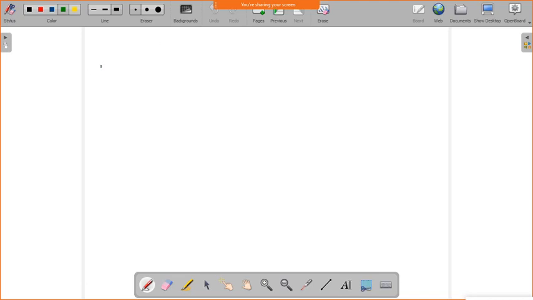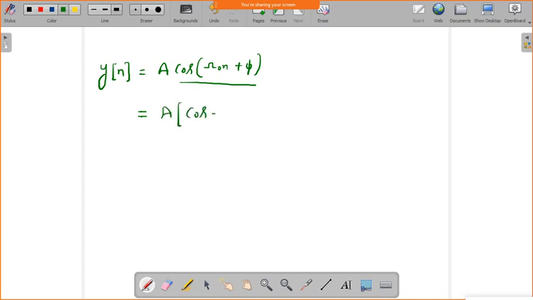The y of n which we need to get as the output is equal to A into cos of omega naught n plus phi. Now you know the trigonometric identity for cos of A plus B, so you express it in terms of that. So what you will get is A into cos of omega naught n into cos phi minus sin of omega naught n into sin phi.